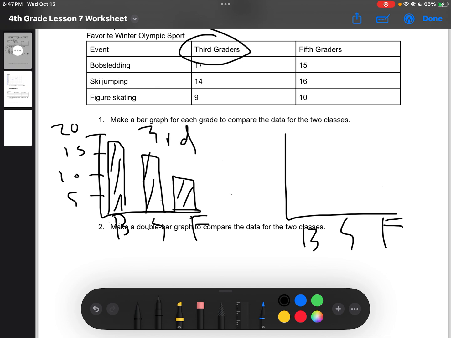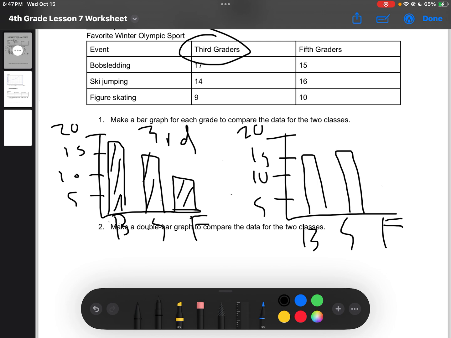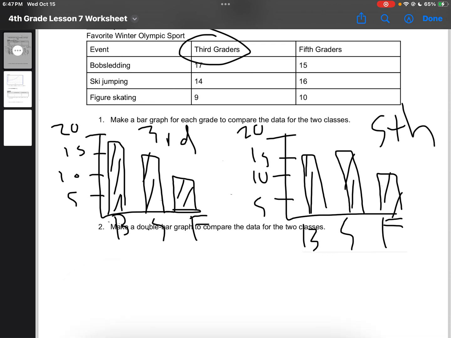Now we'll go to 5th grade. 5th grade is 15, 16, 10. We could use the same scale, so 5, 10, 15, and 20. Bobsledding there are 15, so exactly 15. S there are 16, and F there are 10. This is how the two bar graphs will look. Now let's go to number 2.